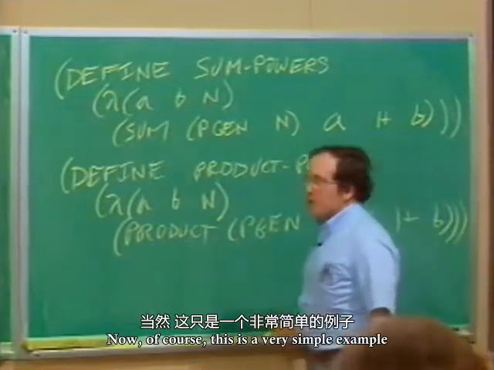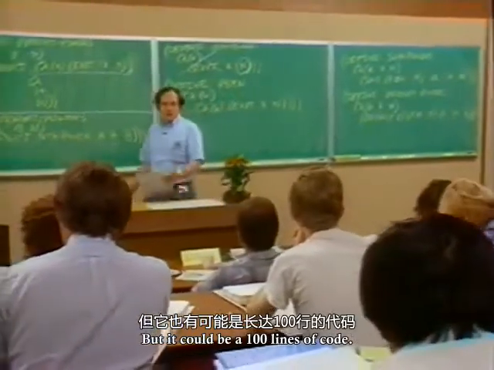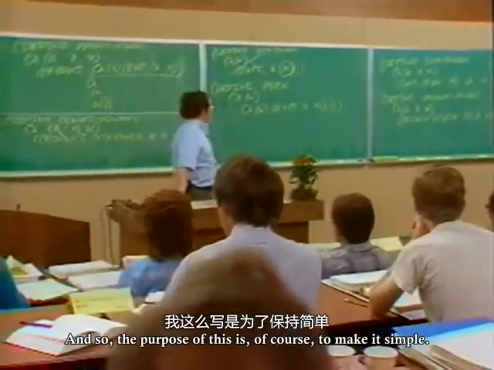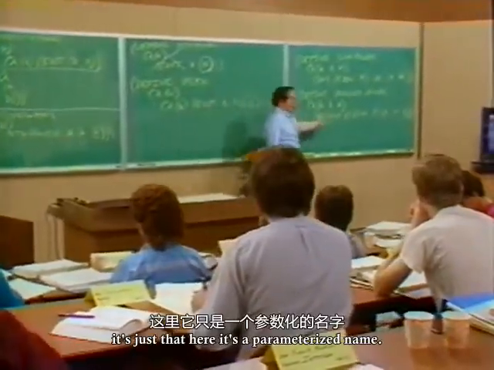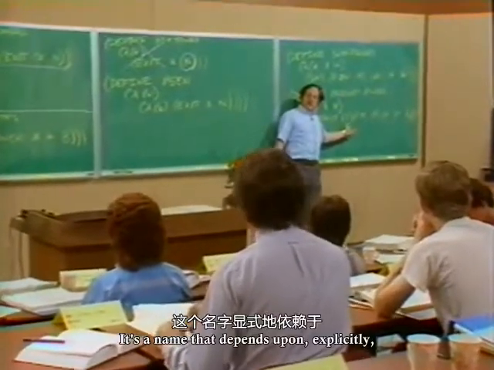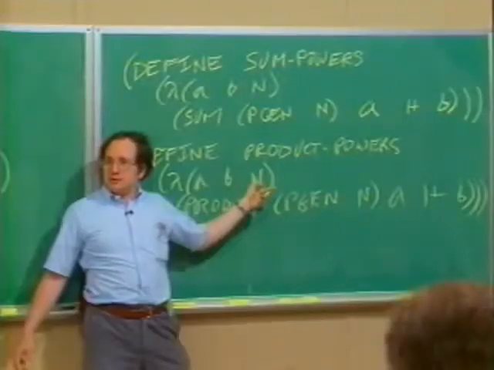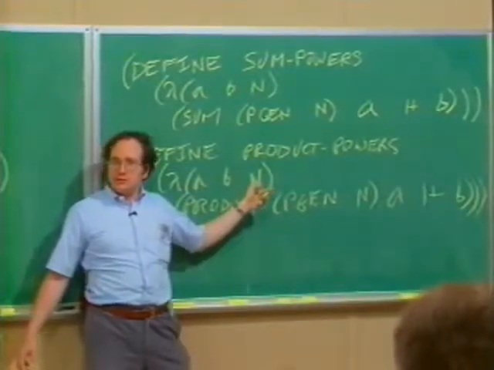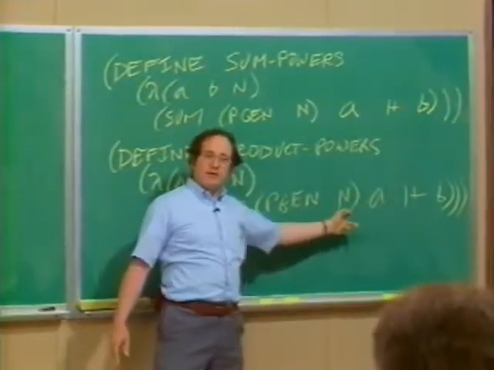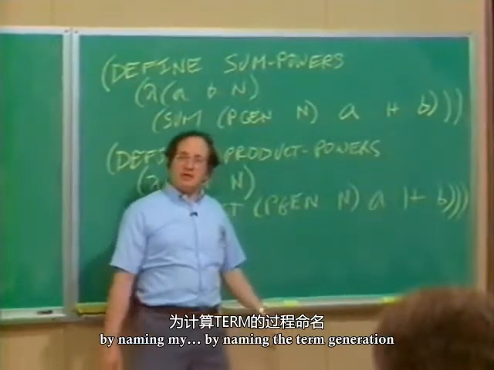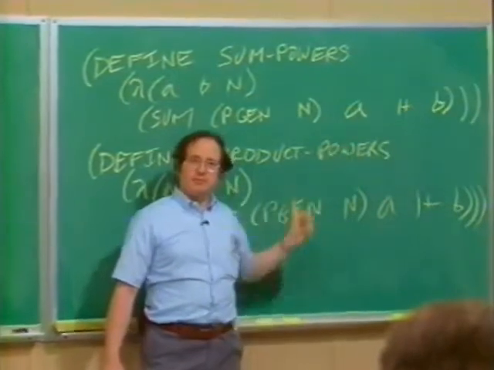Now, of course, this is a very simple example where this object that I'm trying to abstract over is small, but it could be 100 lines of code. And so the purpose of this is, of course, to make it simple. I've given a name to it. It's just that here it's a parameterized name. It's a name that depends upon explicitly the lexically apparent value of n. So you can think of this as a long name. And here I've solved my problem by naming the term generation procedures with an n in them.